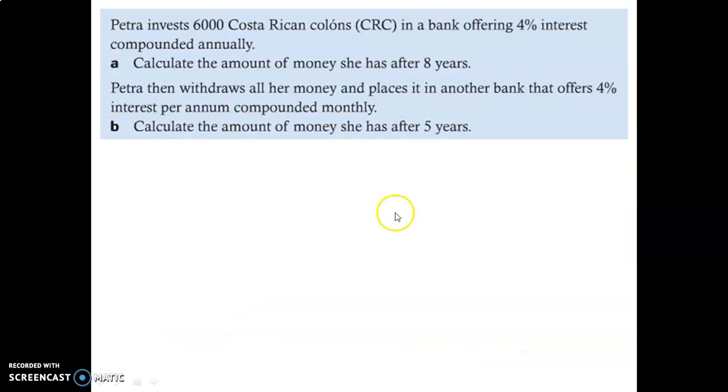Okay, let's apply the formula. So we have Petra investing 6,000 Costa Rican colones in a bank offering 4% interest compounded annually. Okay, so it's annual compounding, exactly the formula we just saw. We're going to calculate the amount she has after 8 years. So let's begin with our formula, put in everything there, and see what her future value is in 8 years.